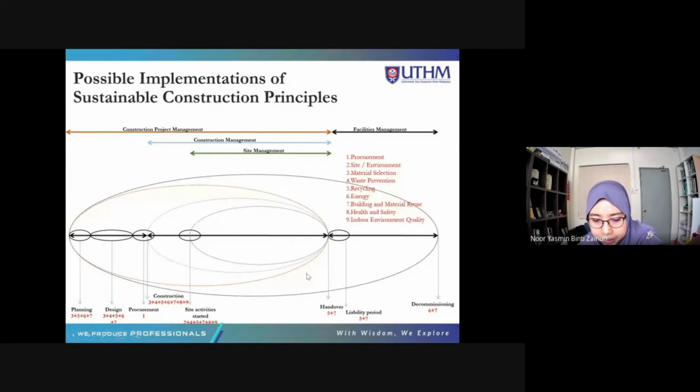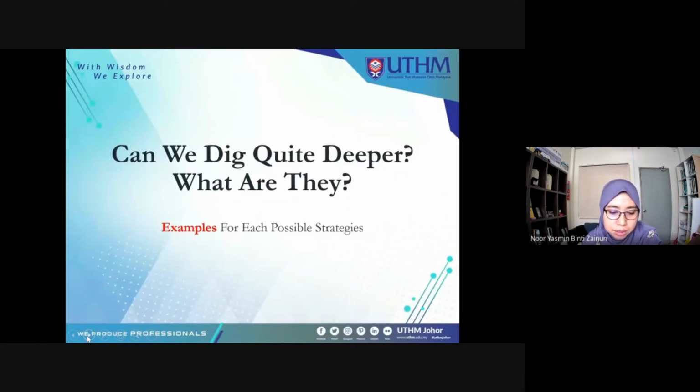And at the end, when we have done the construction and facilities management has started, we can also implement recycling and building and material reuse. Same with the liability period. At the end of facility management, decommissioning, we can implement energy and building and material reuse. So along the process in construction project management and facilities management, we can have these possibilities in implementation of the sustainable construction principles.